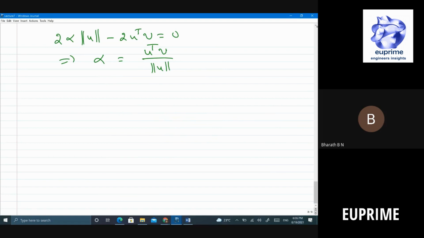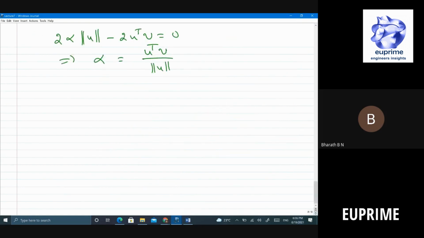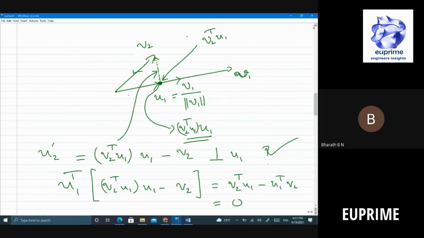So that means what is this vector? I want this alpha U. Alpha turned out to be that. Alpha U is what? Alpha U is U transpose V times U divided by norm of U squared, right? That's what we got. In fact, by our intuition, we got the same thing. Here also we look at 2 dimensions. U1 is V1 over norm of V1. We got exactly the same thing. Do you agree?